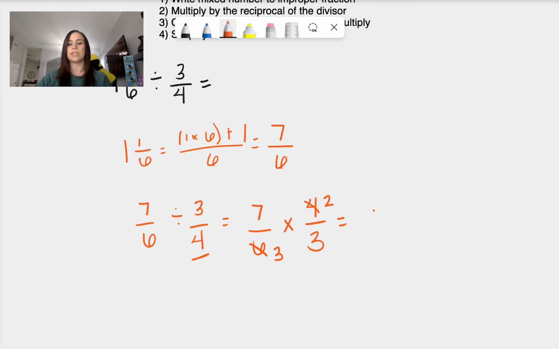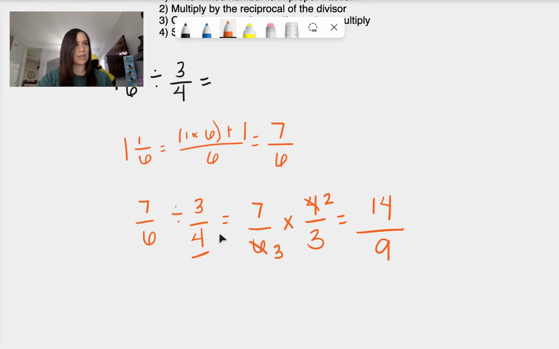So 7 times 2 gives us 14, and 3 times 3 gives us 9. So the last step here says we need to simplify if needed. Well, we can't simplify this or break it down anymore. However, this is an improper fraction, and in math, we don't like to leave it as an improper fraction, so we are going to now make it back into a mixed number.